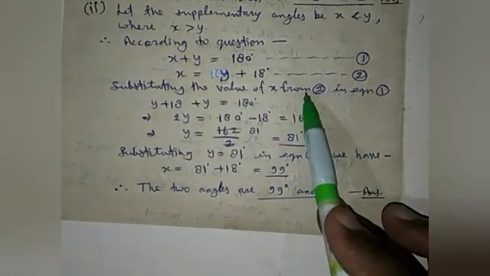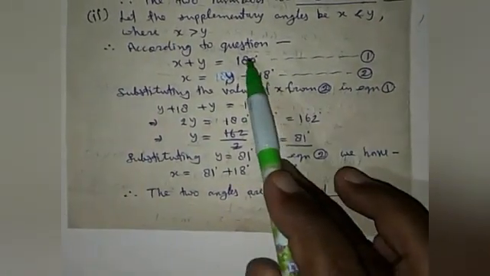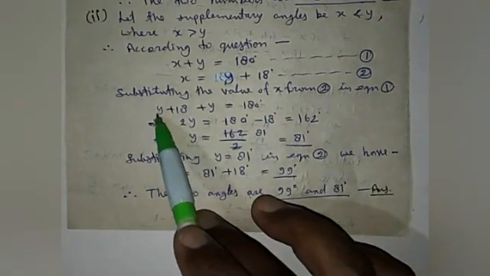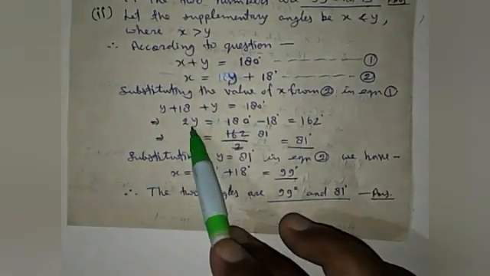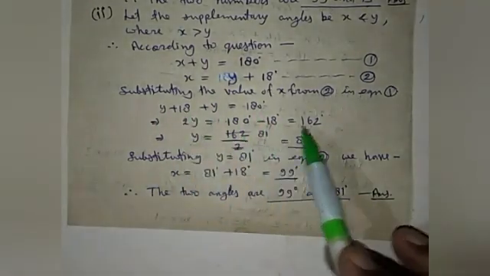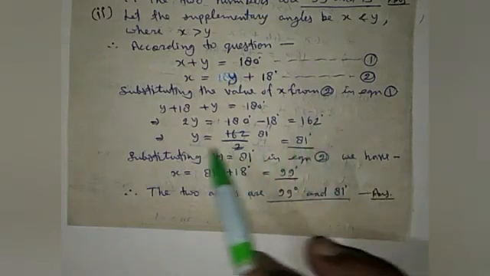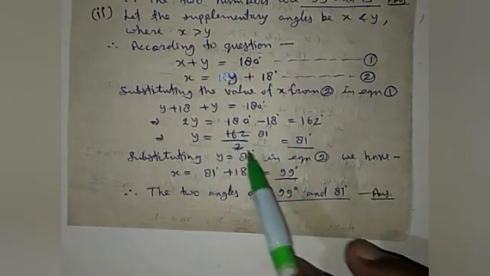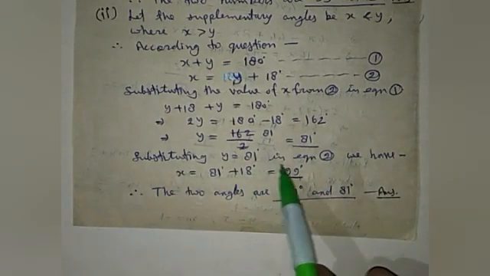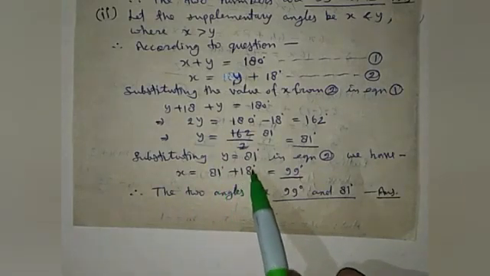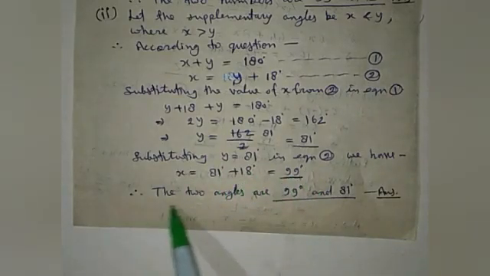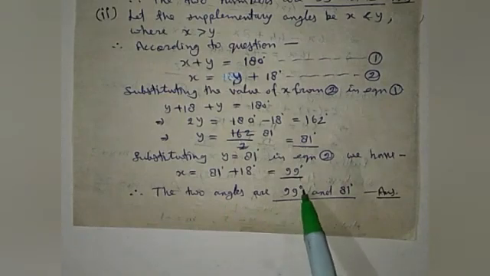Now substituting the value of x from equation 2 in equation 1, we get y plus 18 plus y equals 180 degrees. Here y plus y is 2y, equal to 180 minus 18 degrees, that is 162 degrees. Hence y equals 162 divided by 2, that is 81 degrees. Substituting y equals 81 degrees in equation 2, we have x equals 81 degrees plus 18 degrees, that is 99 degrees. Hence the two supplementary angles are 99 degrees and 81 degrees.